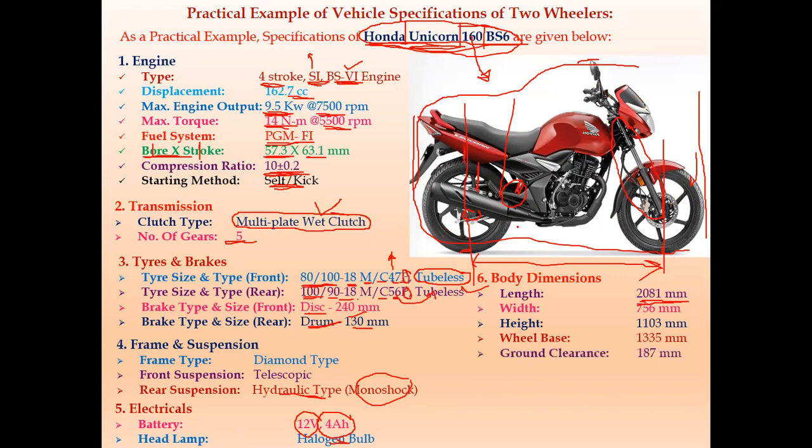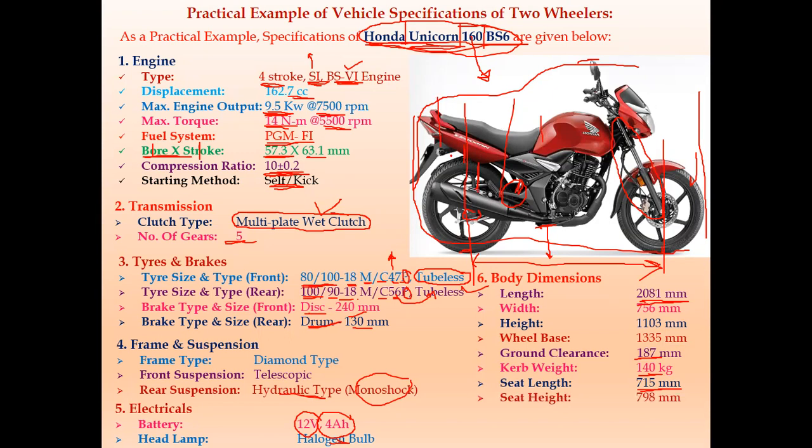Next parameter is ground clearance. The lowest part is this. The distance from this point to the surface is called the ground clearance. Ground clearance is 187 mm. Next, we have the curb weight. Without passengers and load, the weight is 140 kg. And next one is the seat length. Seat length is 715 mm. From this point to this point is called the seat length.